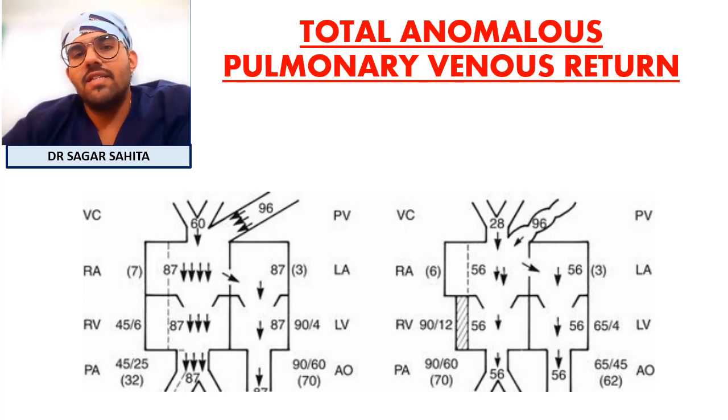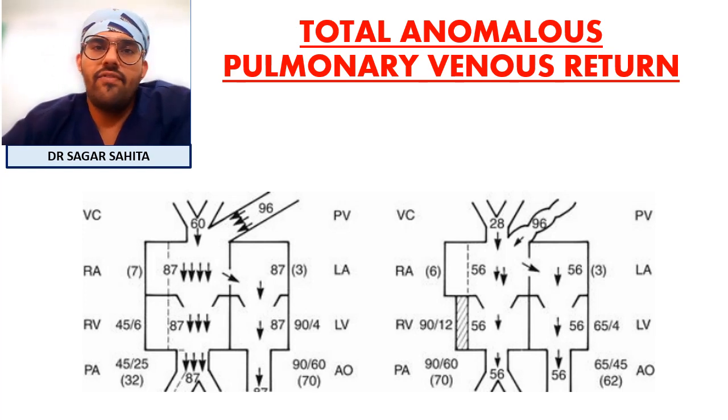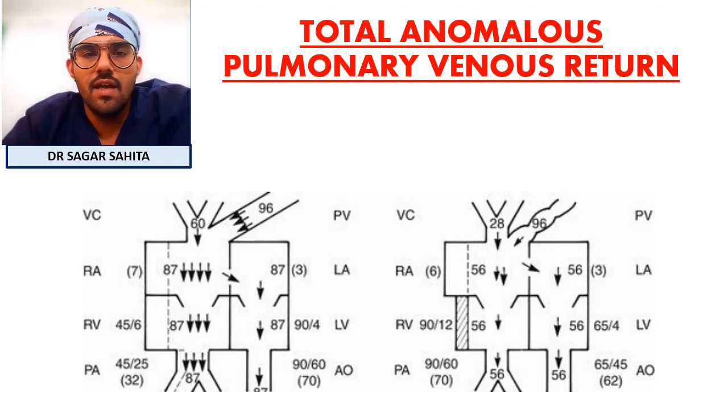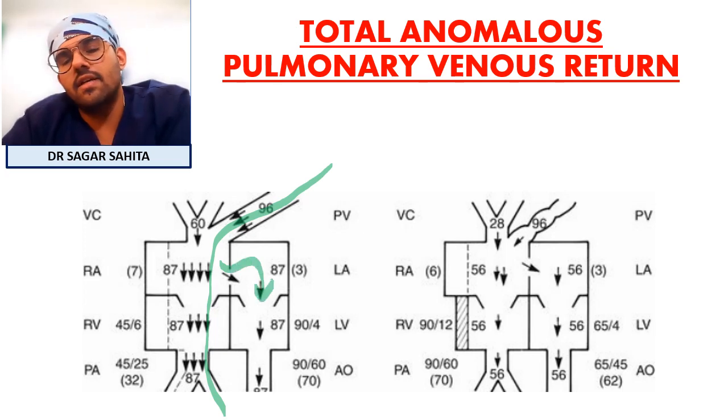In total anomalous pulmonary venous connection, there are two types. One is the unobstructed variety and one is the obstructed variety. It may be supracardiac, intracardiac, or infracardiac. Infracardiac TAPVC are usually obstructed. As you see here, the entire output from the lungs returns to the right side and goes back to the lungs. The only source of blood is across this ASD, right to left shunt.